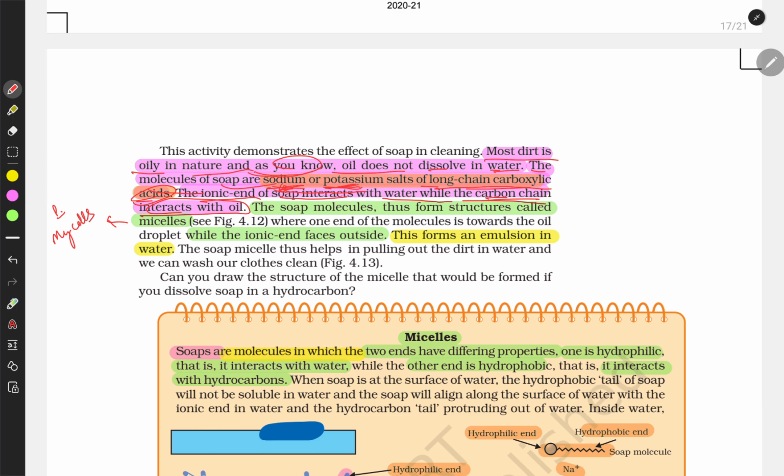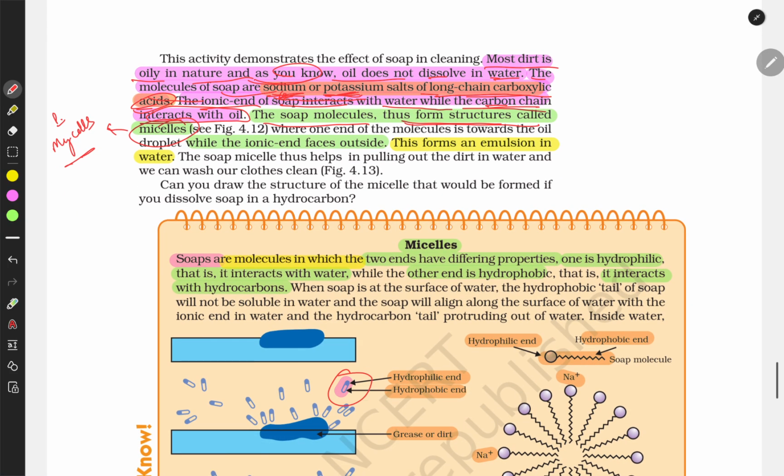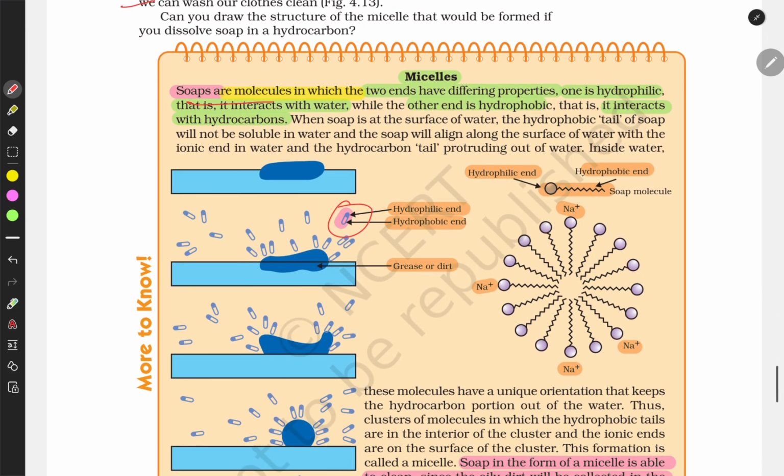And the soap molecules thus form a structure called a micelle. The ionic end part faces outside, and this forms the emulsion in the water. So what is happening? Soap is a molecule in which the two ends have different properties. One is hydrophilic, which loves water, and the other end is hydrophobic, which hates water.